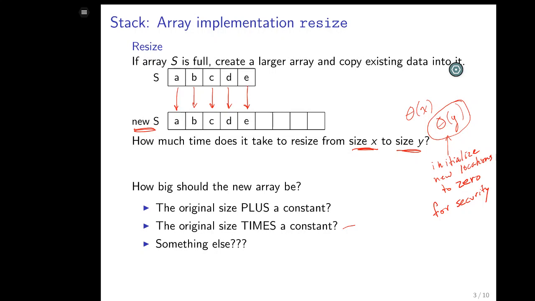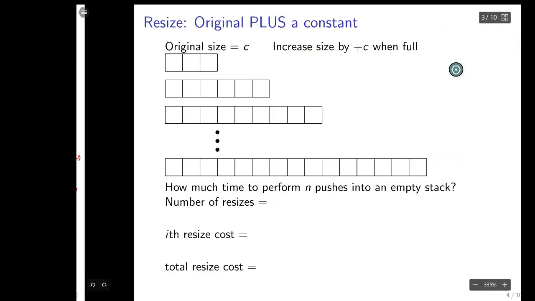Do you think it matters? I mean, is it going to matter in the running time? When we look at the running time, is it going to matter? Yeah, it's going to matter. It is going to matter. So we have to pick the right one.